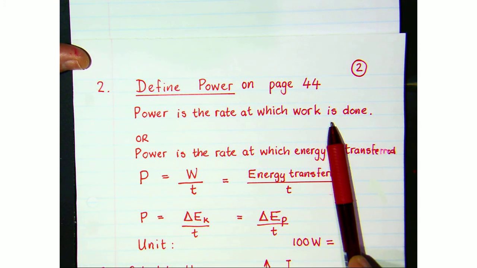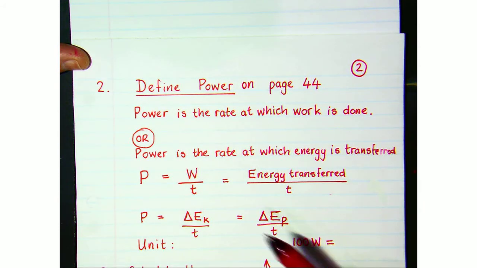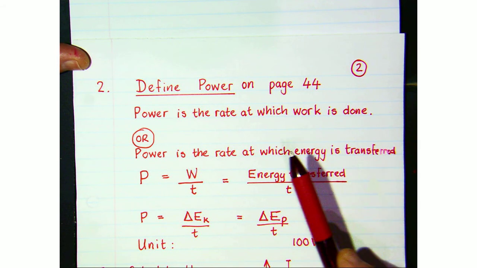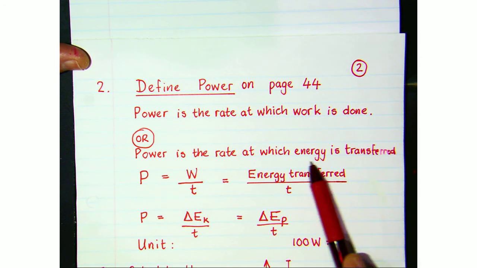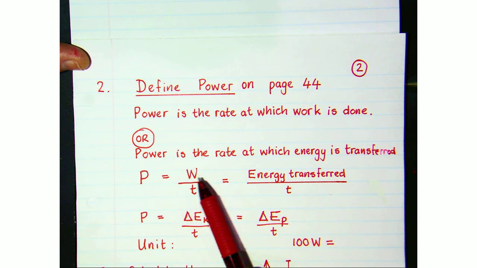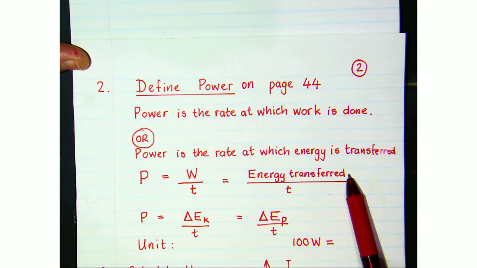differently. We could define power as the rate at which energy is transferred, because we know when work is done, then an equal amount of energy is transferred to or from an object. So power is work divided by time, or the rate at which work is done, and is also referred to as the rate at which energy is transferred.